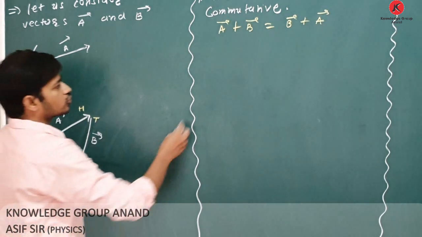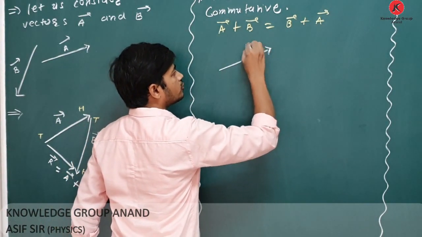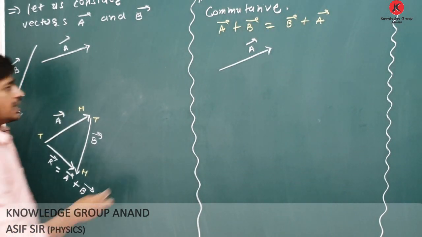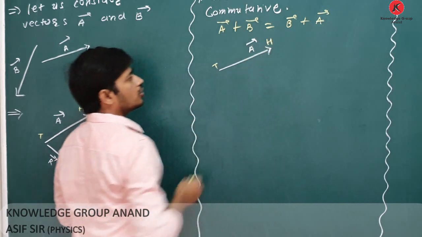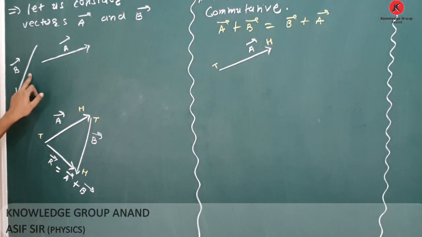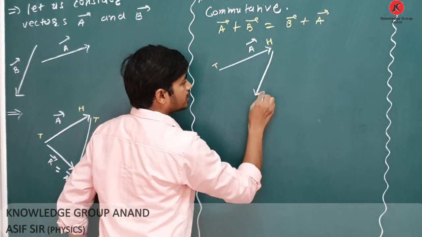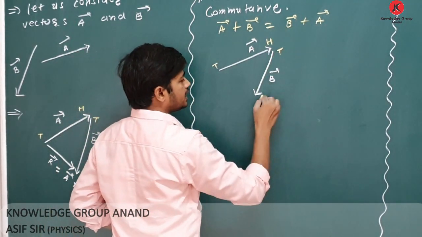First of all, you have to draw vector A. Yes, it is vector A. From this, it is its tail. Okay, now draw vector B from the head of vector A. So it is vector B, and it is its tail.